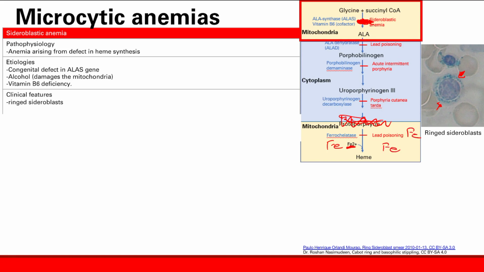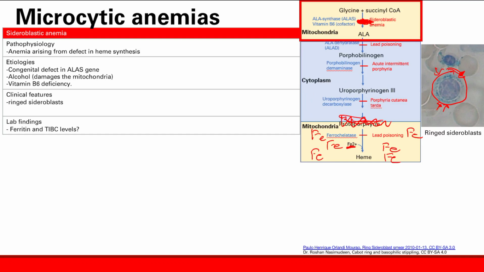You're going to get a bunch of iron. And so you're going to get mitochondria that are filled with iron. They're going to form a ring around the nucleus of the red blood cell precursor. And so that's why you get this staining, this ringed sideroblast appearance. So these cells here are called sideroblasts. That's why you get ringed sideroblasts.